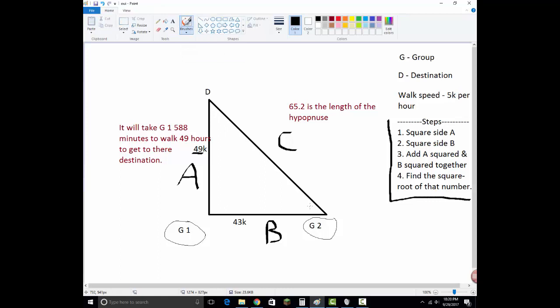Now that we know that the length from here to here is 65.2k, we've got to figure out how long it would take for them to walk there. Now, I will use some calculations to figure out how long it would take group 1 to walk to their destinations, and I'll show you how I've done it.